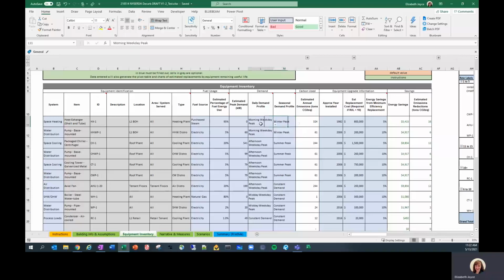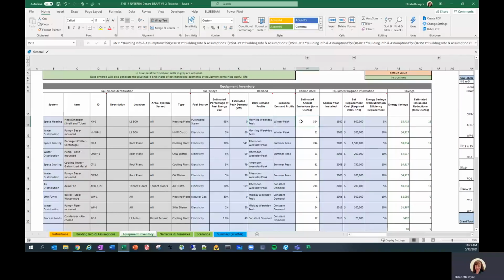And this is important because it helps to allocate different types of rates, particularly electricity rates associated with that equipment. For example, a piece of equipment that uses on-peak electricity is going to be more expensive to run than a piece of equipment that uses off-peak electricity, especially if you have a time of use rate.